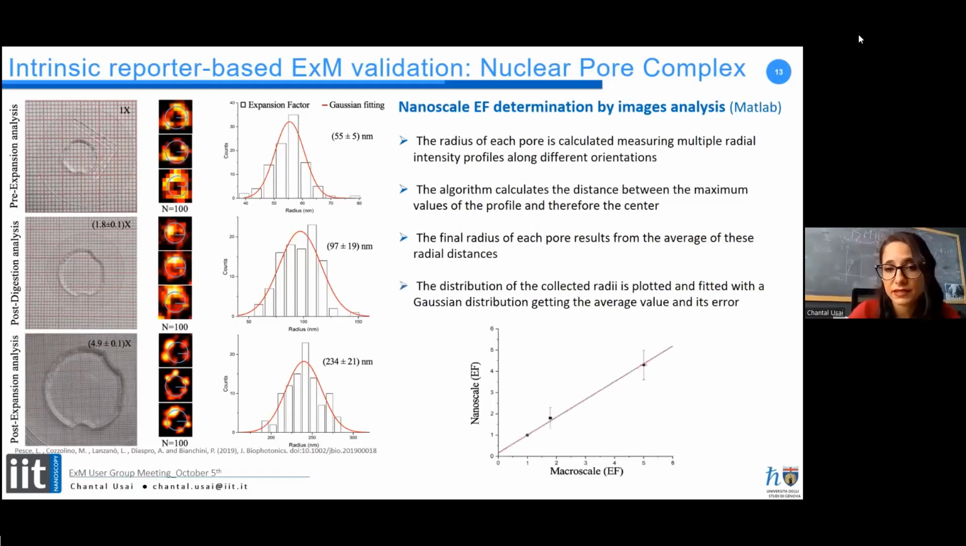Then this statistical analysis was performed on a large number of nuclear pore units, and then we can plot the distribution of all of these collected radii and fit it with a Gaussian distribution for the 3 different expansion levels. And then we can obtain the nanoscale expansion factor that we can compare with the macro scale one that we had by measuring our gel.